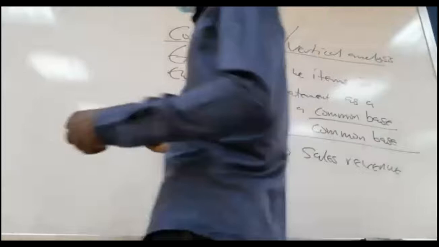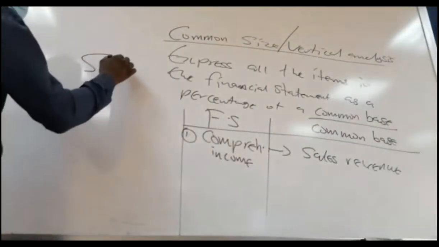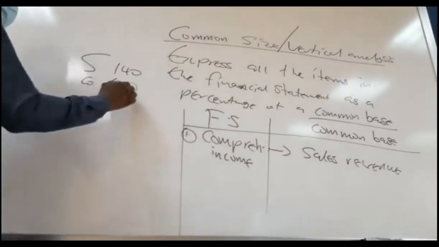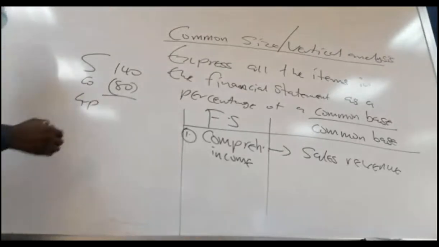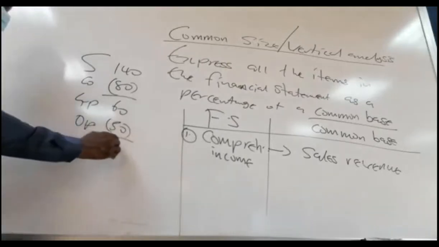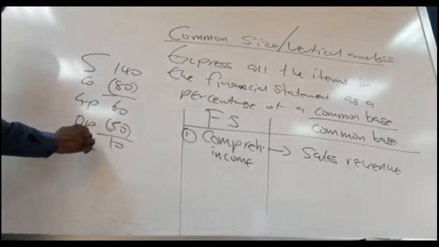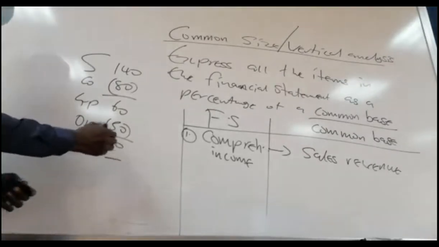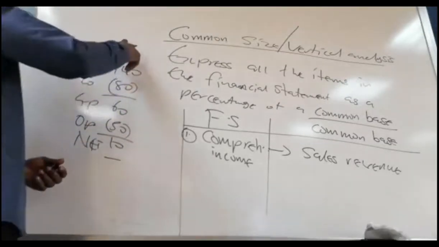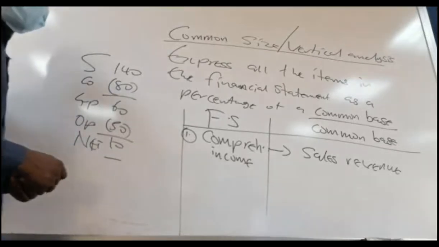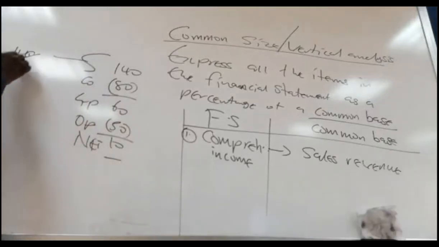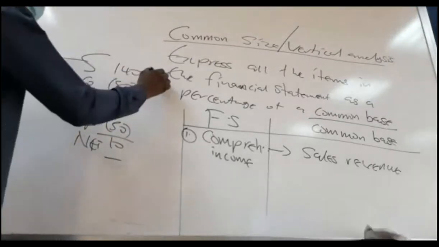So let's assume that I have sales here of 140, cost of sales of maybe 80. I take it off, we get a gross profit of, let's say, 60. Operating cost is 50. Net profit is 10. So if I'm doing a common size financial statement, I just have to express all the items as a percentage of sales times 100. So sales will be 140 over 140 times 100. I'll get 100%.